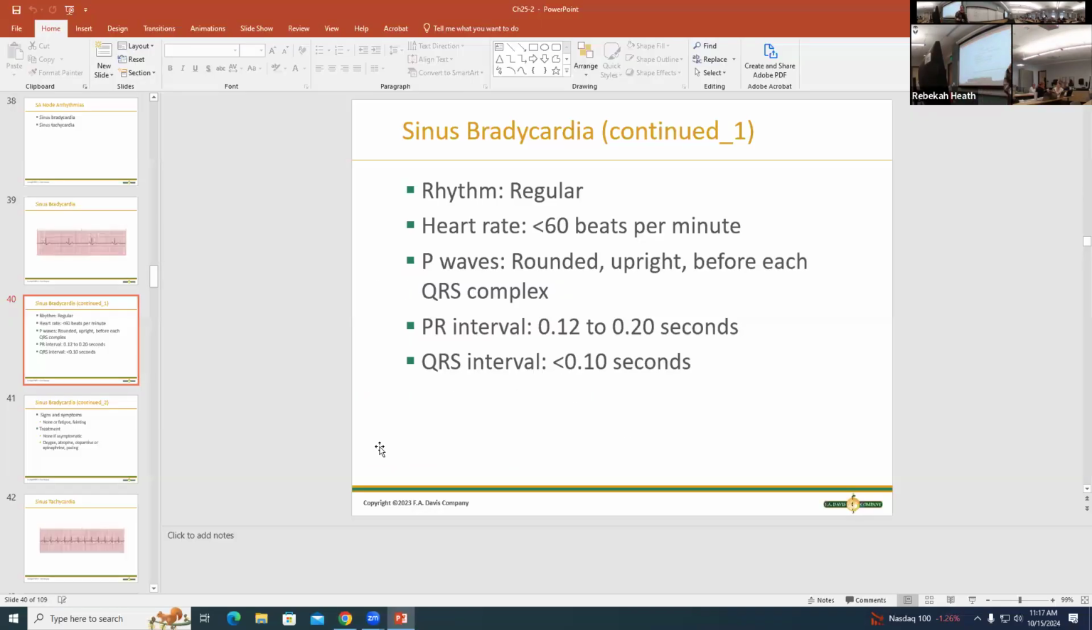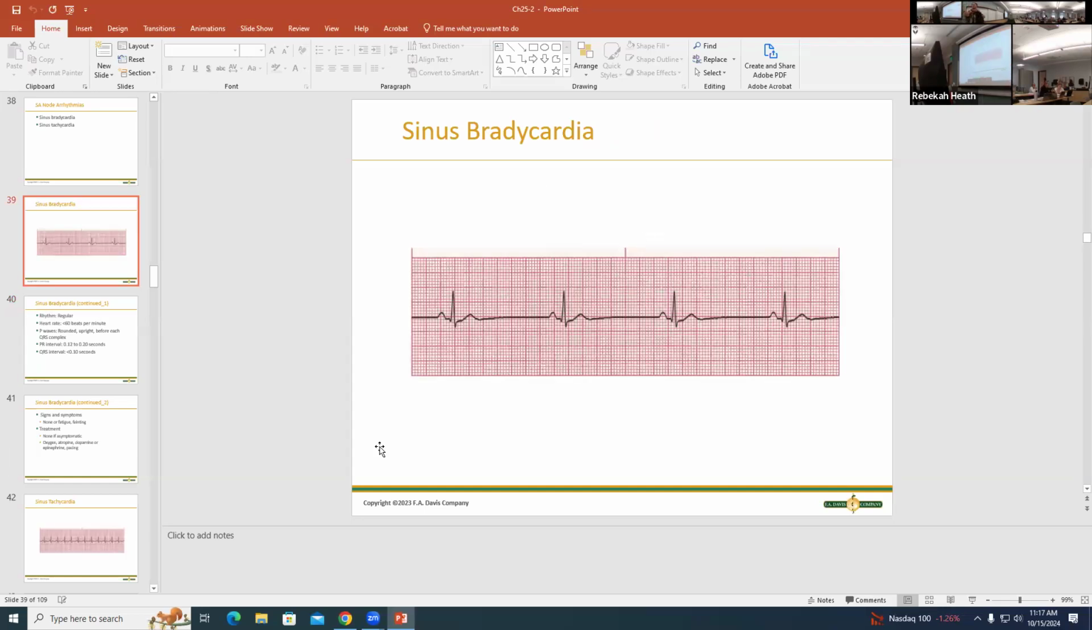So the thing I want you guys to notice is that sinus bradycardia is slow and sinus tachycardia is fast, right? They're both coming from the sinus node. They're both coming from up here. One's just slower, one's just faster.